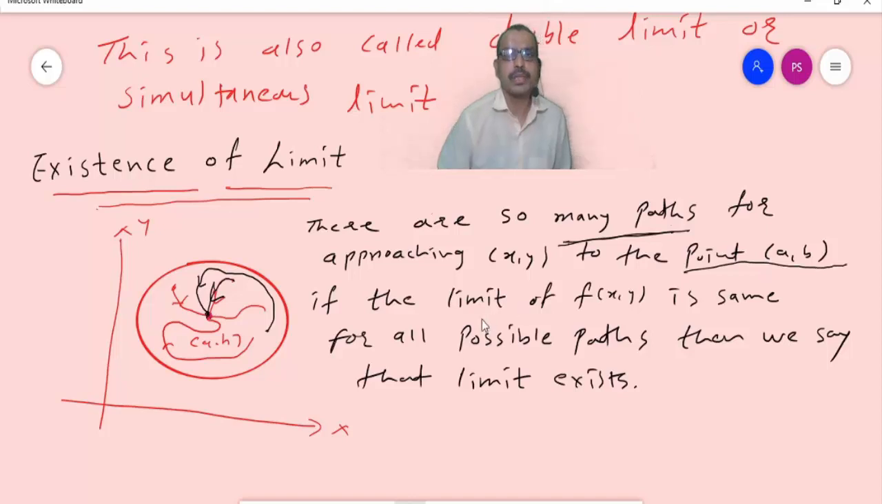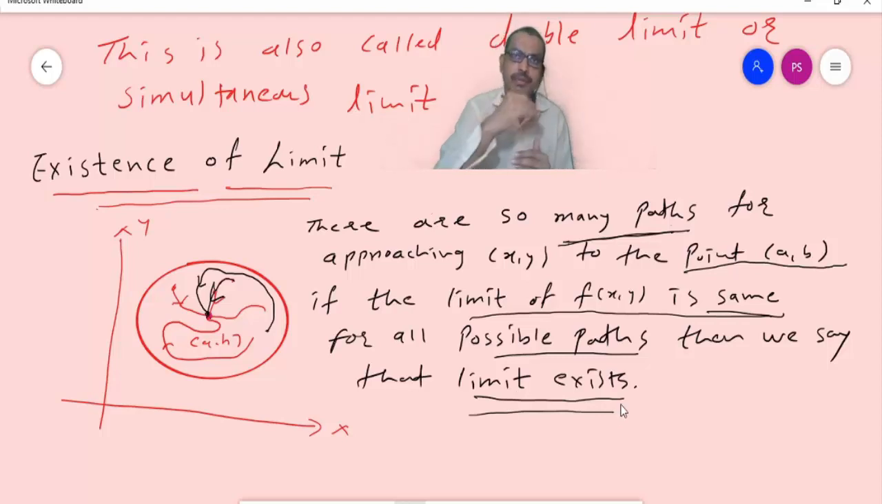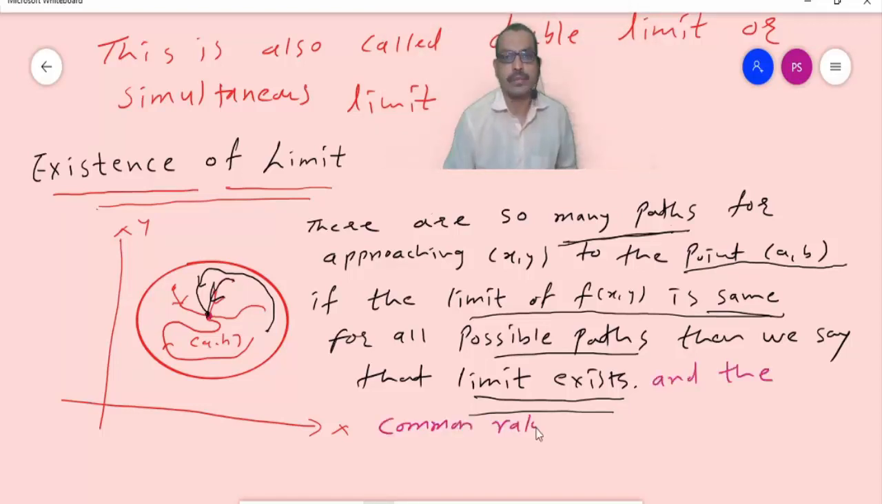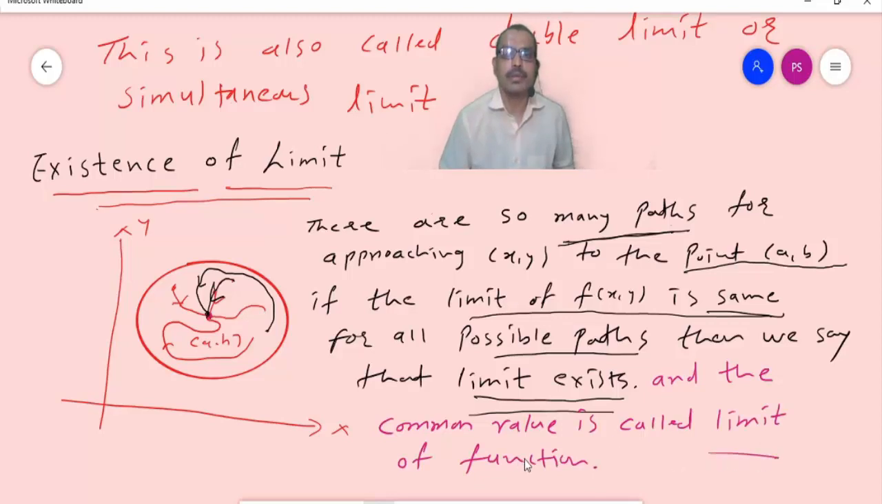If the limit of the function is the same for all possible paths, then we say that the limit exists. If we choose different paths approaching the point (a, b) and the value of the limit is the same, then we say that the limit exists. Otherwise, we call it the non-existence of the limit. And the common value is called the limit of the function.